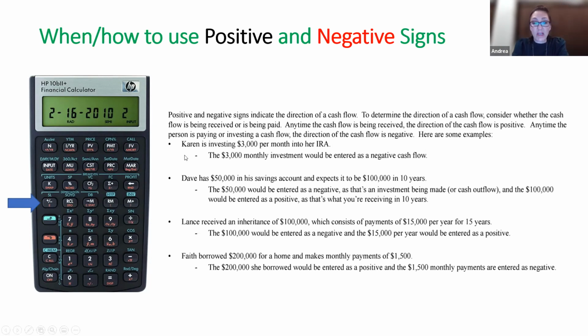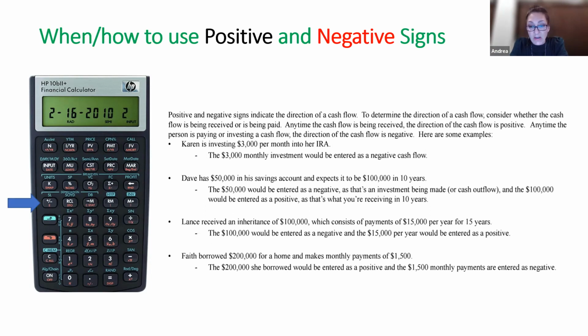As an example here, if Karen is investing $3,000 per month into her IRA, the money is going to be entered as a negative cash flow. Even though she's paying it to herself, it's cash flow that's going out. Now, Dave, on the other hand, has $50,000 in his savings account, and he expects it to be $100,000 in 10 years.